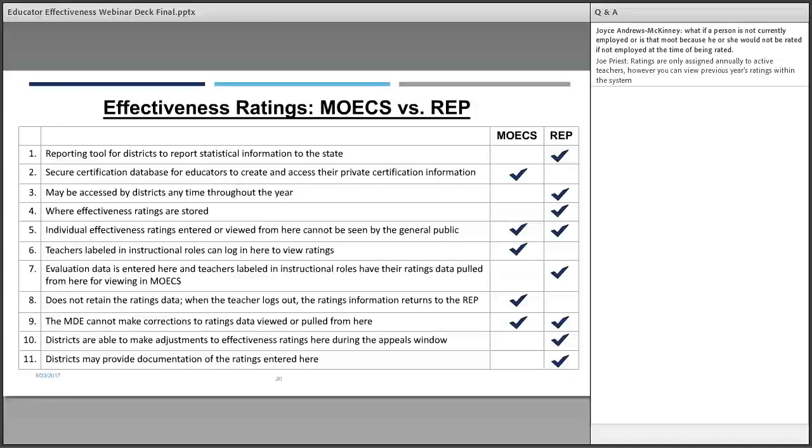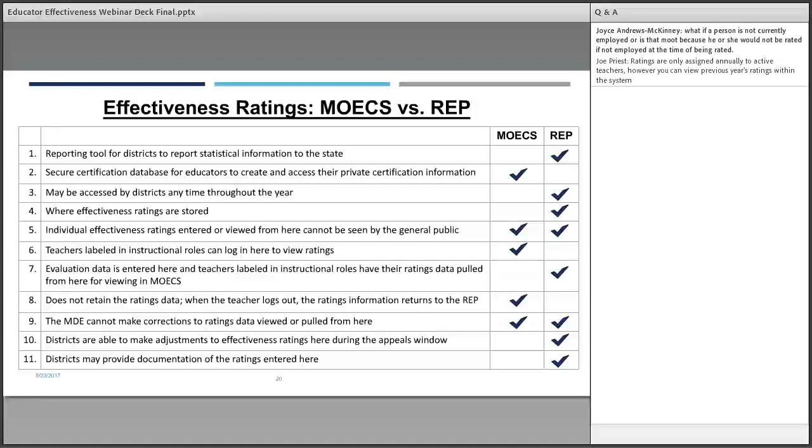Effectiveness ratings entered or viewed in the REP or in MOEX cannot be seen by the public. REP data can only be seen by authorized REP users and certain authorized individuals at CEPI. MOEX data can only be seen by the teacher and certain specialists at MDE. Teachers labeled in instructional roles can log into MOEX to view their ratings. Evaluation data is entered into the REP, and teachers labeled in instructional roles can have their ratings data pulled from the REP for viewing in MOEX.